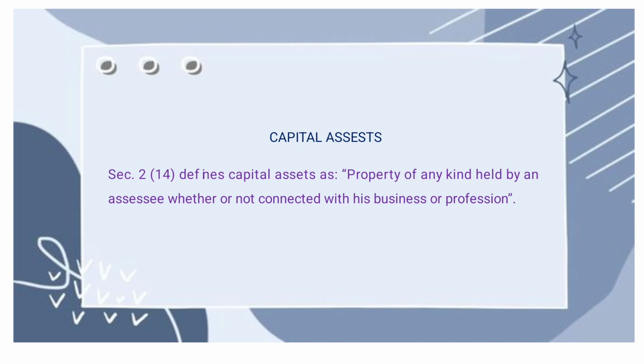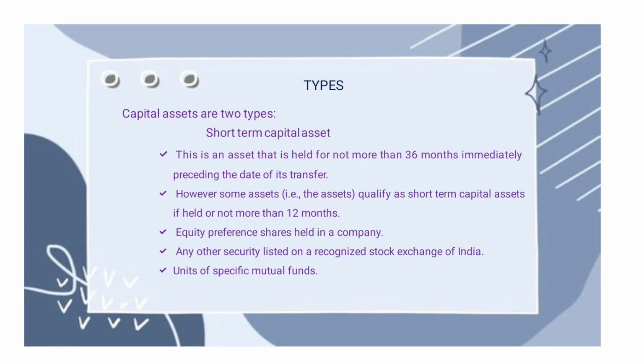Further, the capital assets are divided into two types. One is short-term capital asset and the other is long-term capital asset. The short-term capital asset means the asset which is held by an assessee for not exceeding 36 months immediately preceding the date of its transfer.